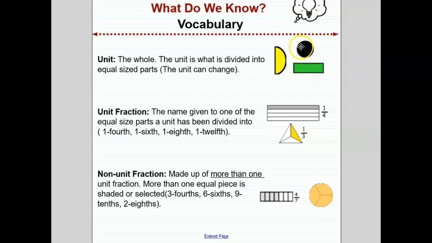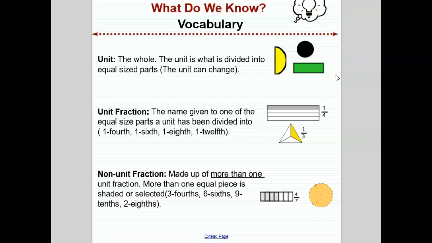All of these shapes are our unit. We've had units that are this black circle. We've had units that are rectangles. The unit is simply the whole that is divided into equal-sized parts. You also learned something else important.